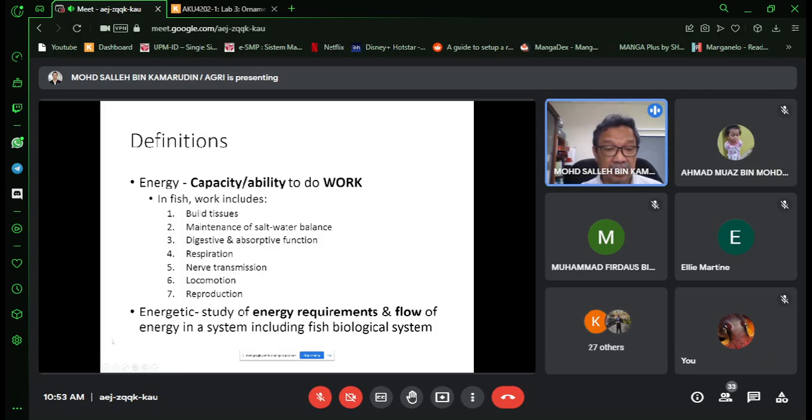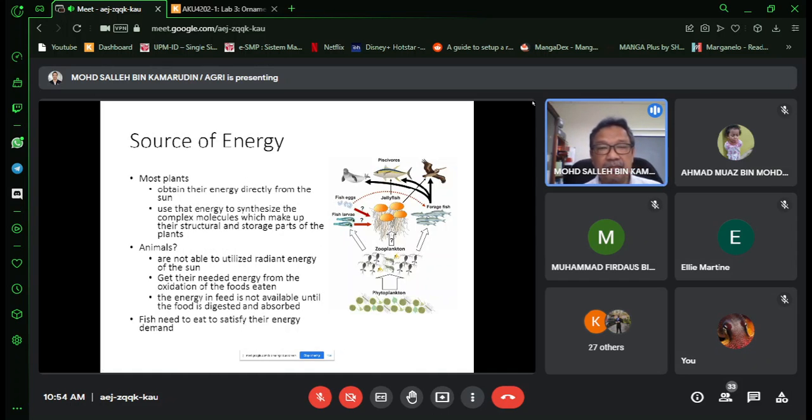Dan energetics adalah satu cabang sains yang mengkaji energy requirements and the flow of energy in the system. Ini termasuk dalam ikan. Bagaimana energi itu bertukar, ya, di dalam ikan tu. Dulu kita ada Dr. Cik Ros, dia yang mula-mula mengkaji tentang karbohidrat dan juga tenaga dulu. Alright. Basically, source of energy datang dari mana?